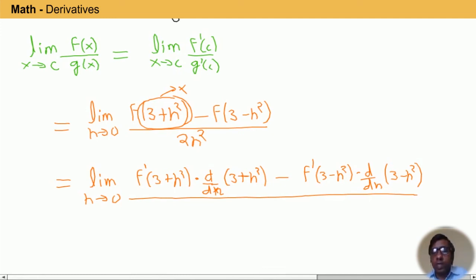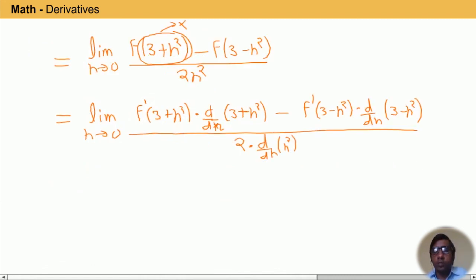So in the second part we did the same as we have done in the first part, divided by the derivative of the denominator, 2h squared, that is 2 times the derivative of h squared. Here we can apply the power rule. According to the power rule, the derivative of x to the power of n is n times x to the power of n minus 1.